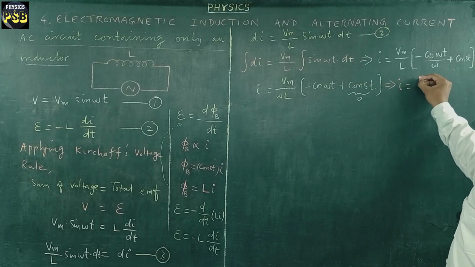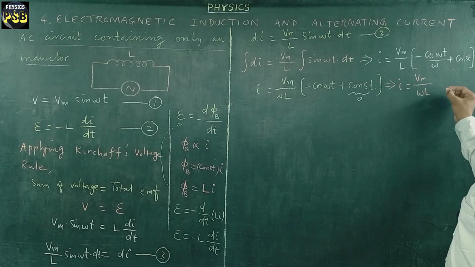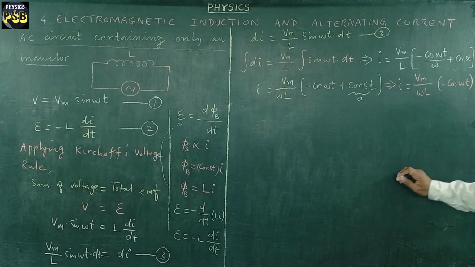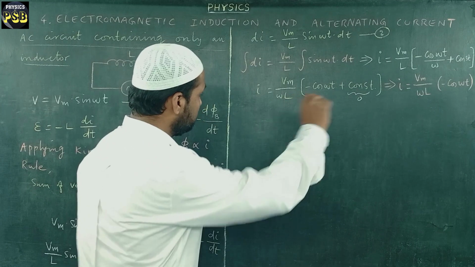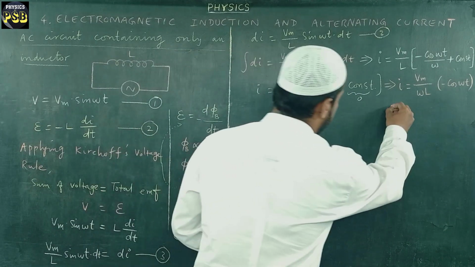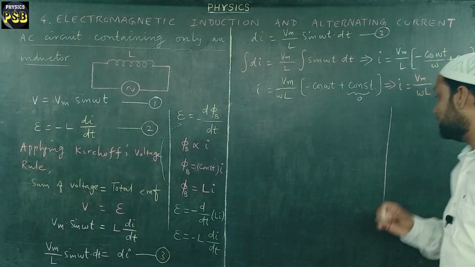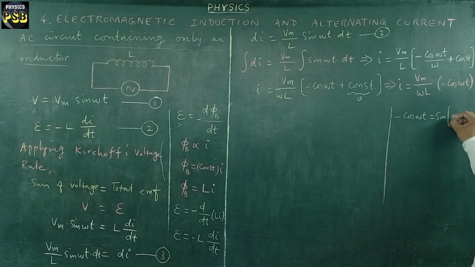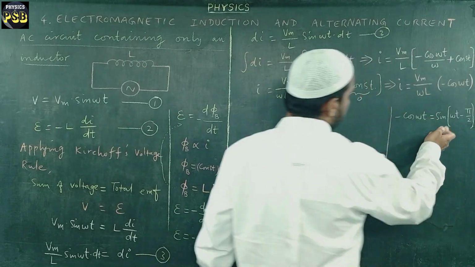By doing so, what remains is I equals Vm upon omega L, within bracket minus cos omega t. Now I'm going to make certain changes to this. Here we know minus of cos omega t is equal to sine of omega t minus 90 degree. In the place of 90 degree, I write pi by 2. So minus cos omega t can be written as sine of omega t minus pi by 2. This I will substitute in the above equation.